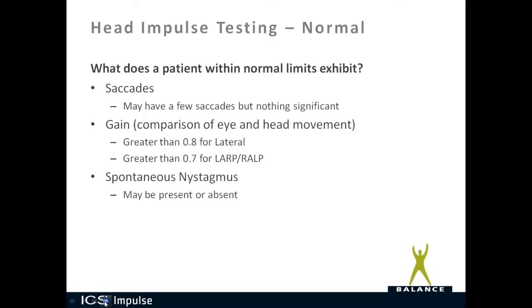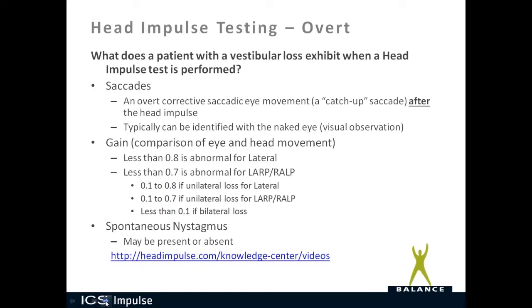The second thing is the gain. And this compares the eye and the head movement. So a gain of greater than 0.8 for lateral is within normal limits, and a gain of 0.7 for LARP and RALP is within normal limits. Now, that's from 0.8 or 0.7 up to 1.2. Gains greater than 1.2 are not within normal limits. And then spontaneous nystagmus. This may be present or absent, but what we're looking for is there a presence of saccades and is the gain abnormal?